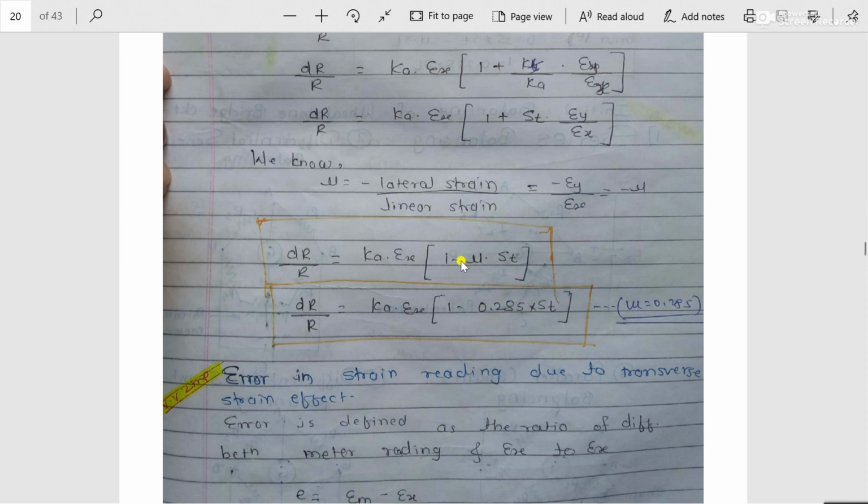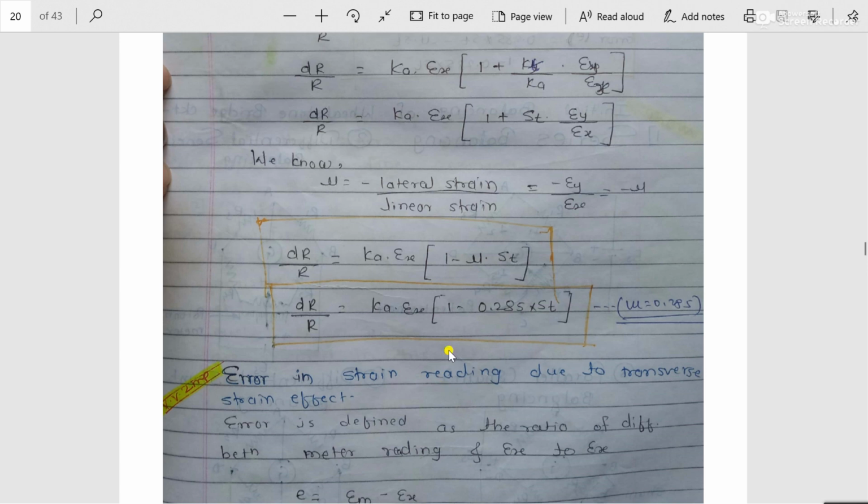And by keeping mu equal to 0.285, I write the final equation, that is delta r upon r is equal to Ka into epsilon x in bracket 1 minus 0.285 into St, and this is the final output of the transverse sensitivity.